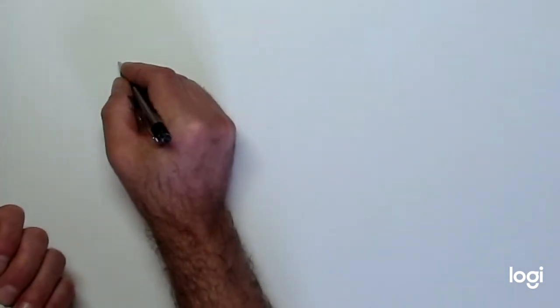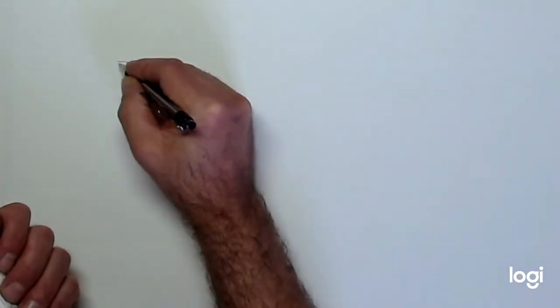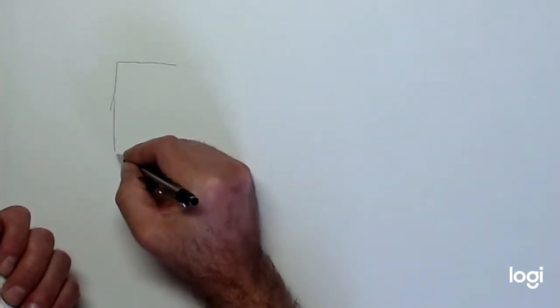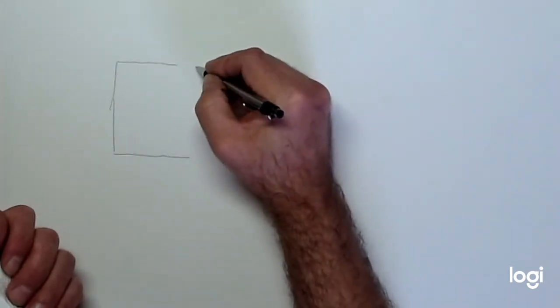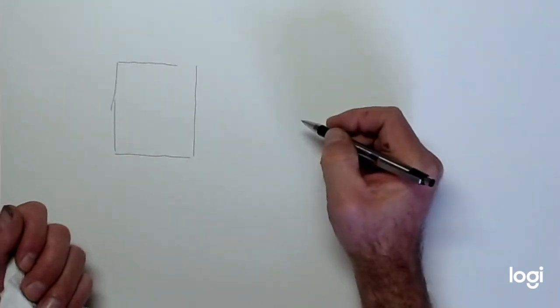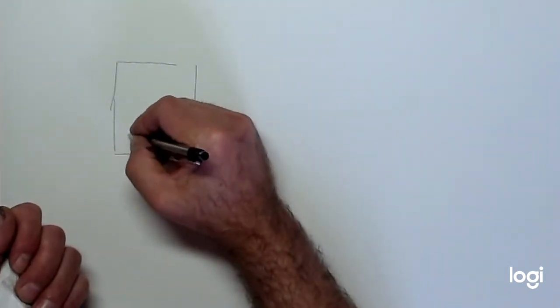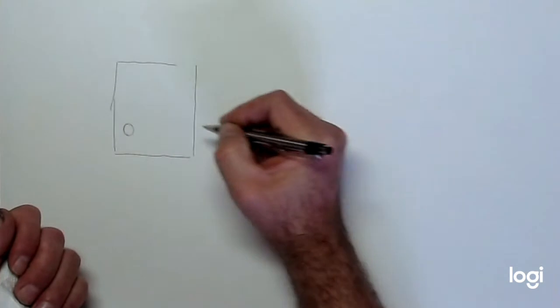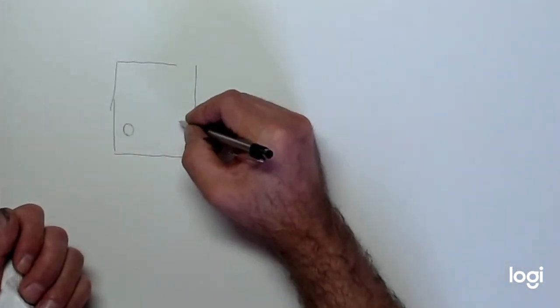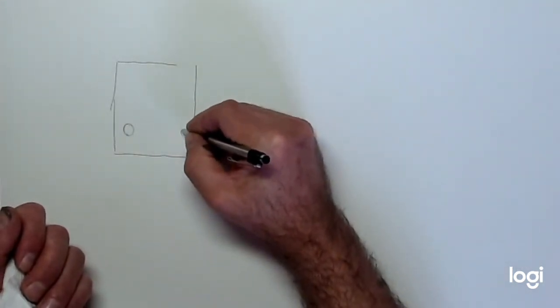Grouping. Here's a picture. Okay, let's say I have an object here, and let's say I have another object here.